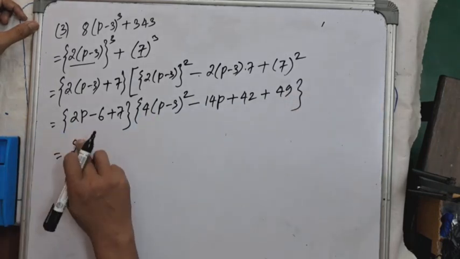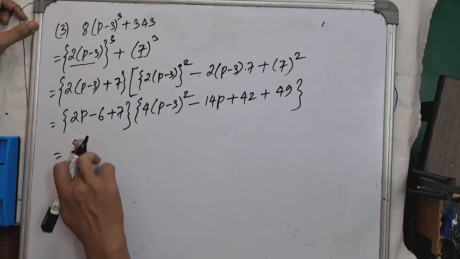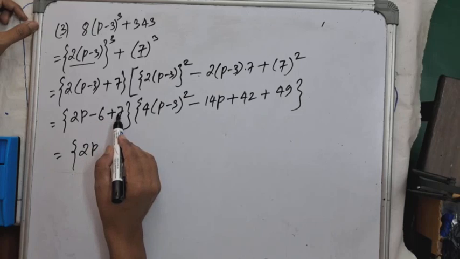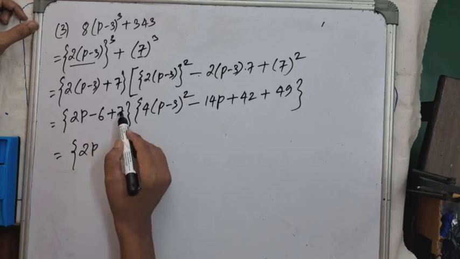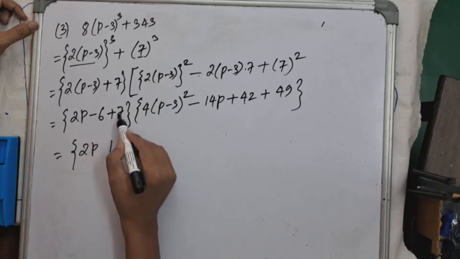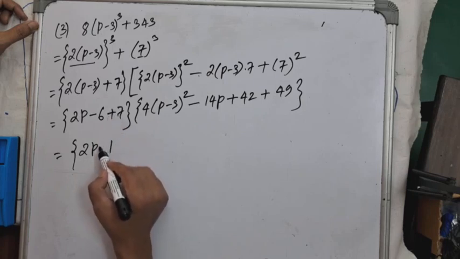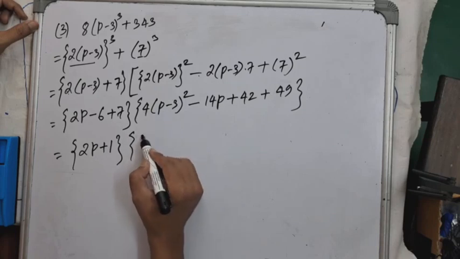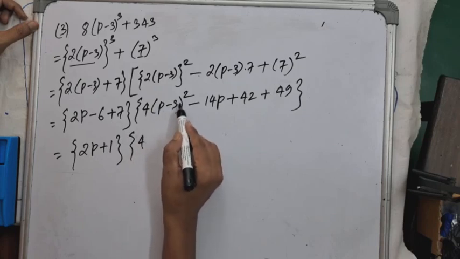Now we have 2p minus 6 plus 7, different sign, we must subtract the number. 7 minus 6 is 1, sign of greater number, that is plus 7, so we write plus here. Again 4 we write here as it is, p minus 3 whole squared, isn't it?